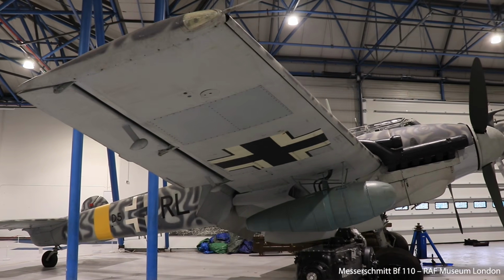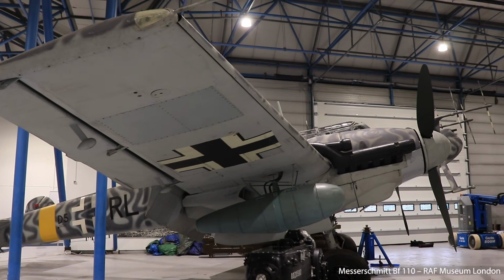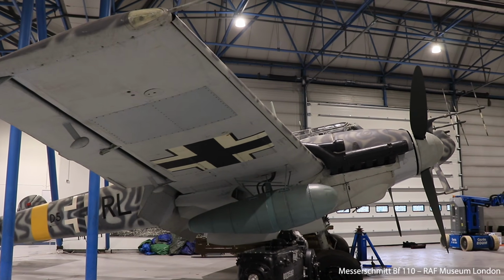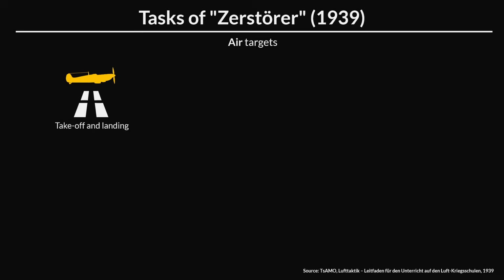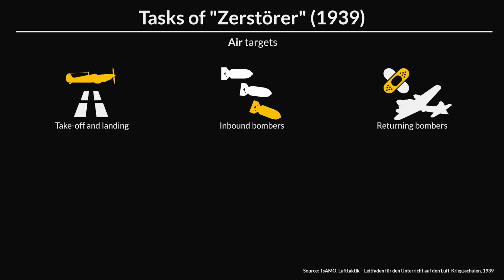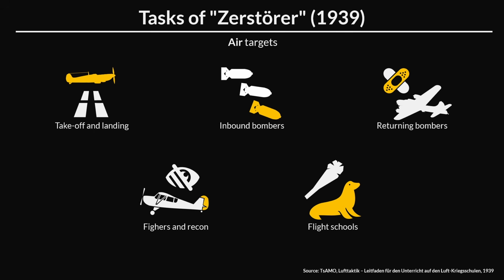A further breakdown makes it clear how these tasks were supposed to be fulfilled. For targets in the air, the following was given. There were units that were taking off or landing, bomber units that were en route to friendly territory, weakened bomber units on their way back, and then fighters and reconnaissance aircraft were found, and then also flight schools.